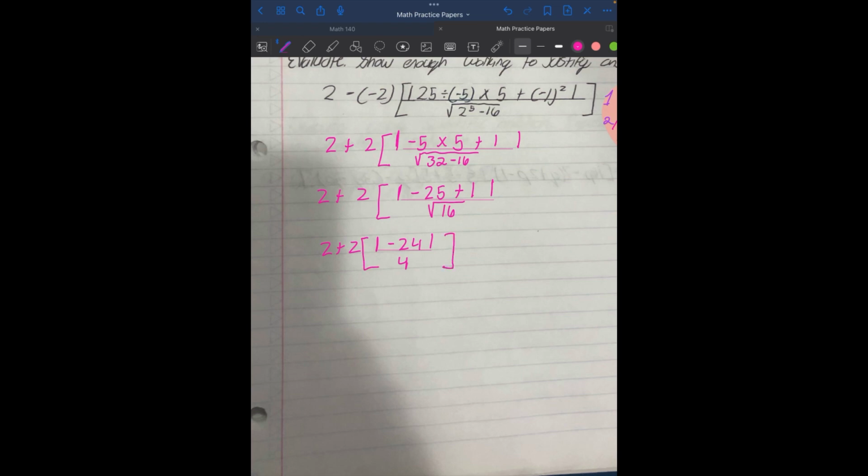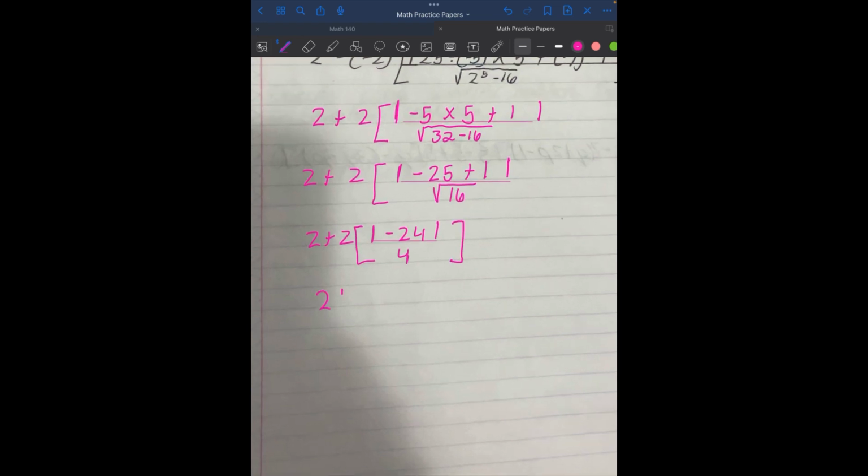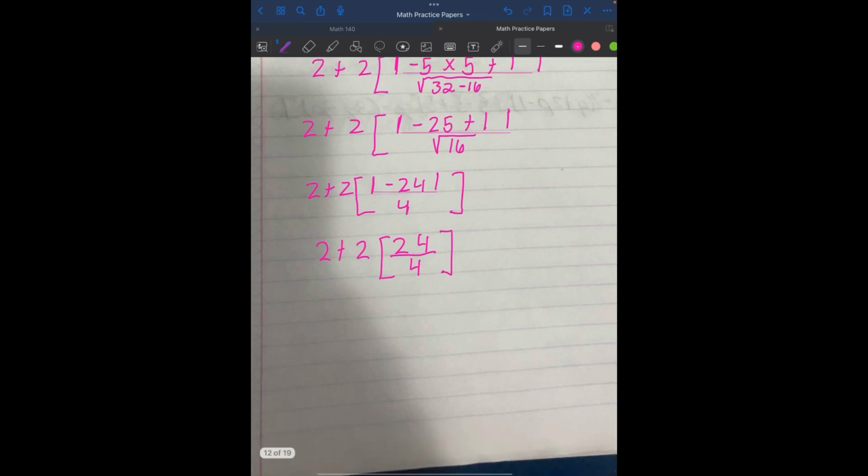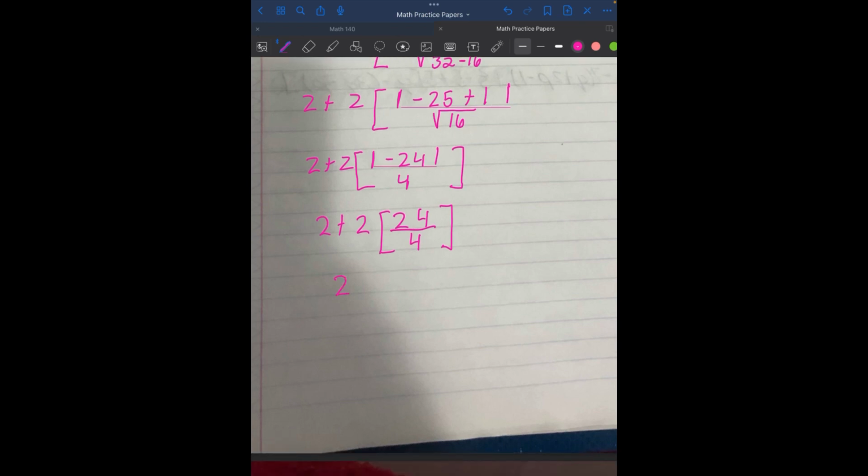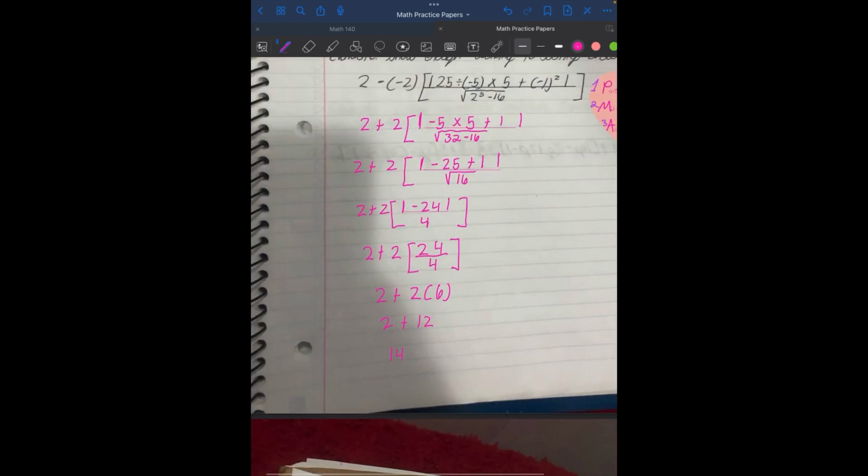Sorry, don't forget that. So 2 plus 2, the absolute value of -24 is 24, so times 24 over 4. And 24 divided by 4 is how much? 24 divided by 4 is 6. So that's 2 plus 2 times 6. So 2 plus 12. So the answer is 14.